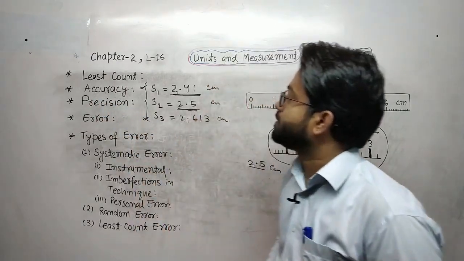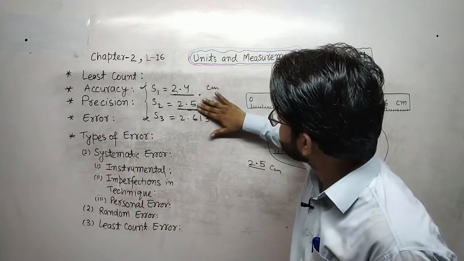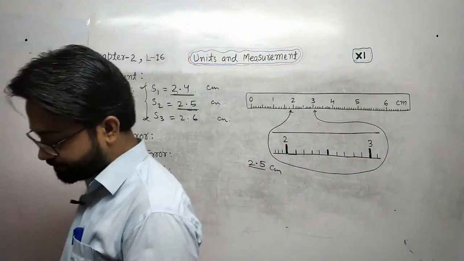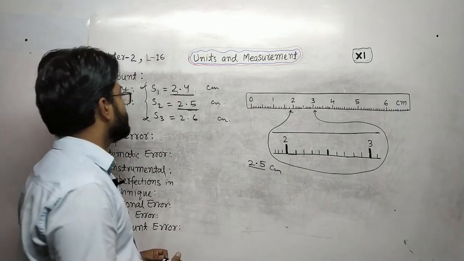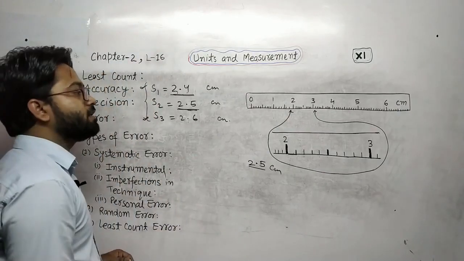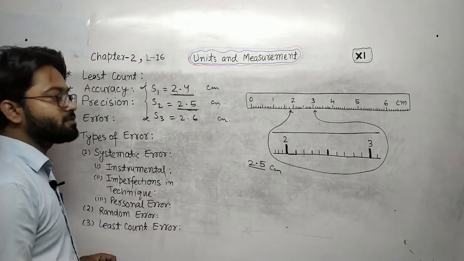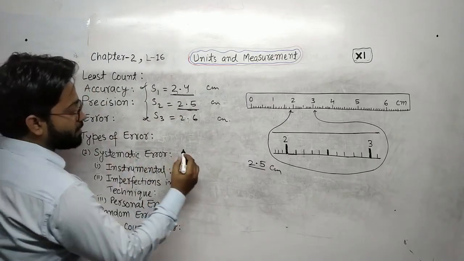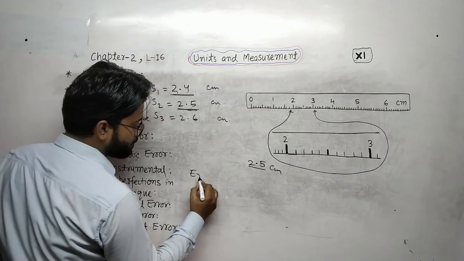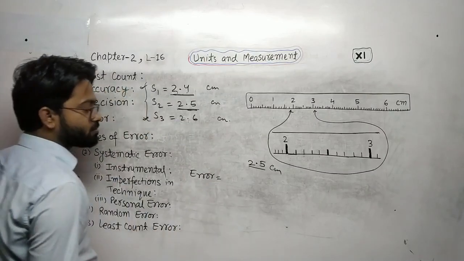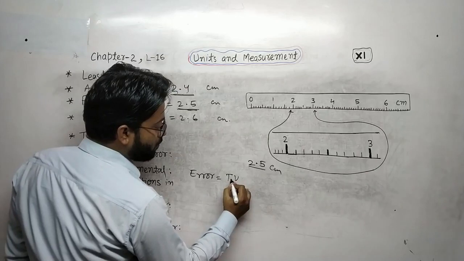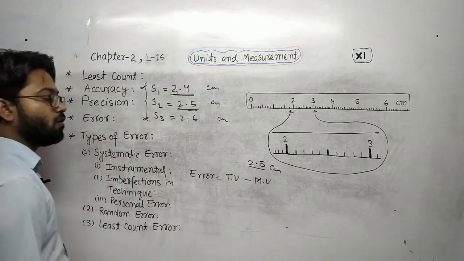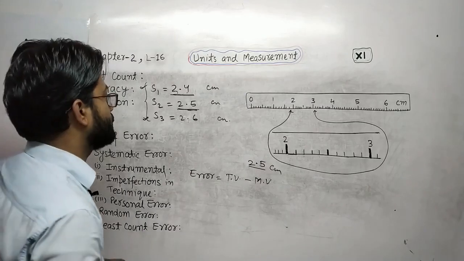That was the precision. What about error? What is error? Error is the uncertainty in the measurement, or in other words you can say mistake in the measurement. Error is equal to true value minus measured value.